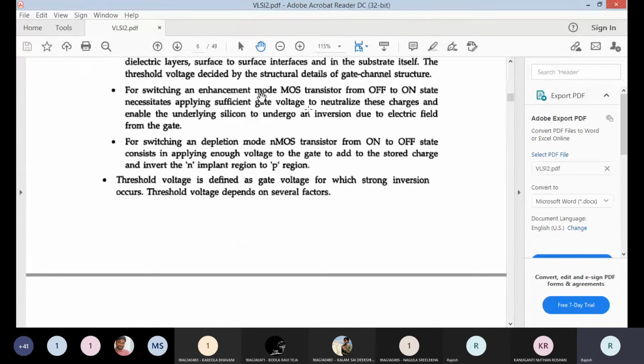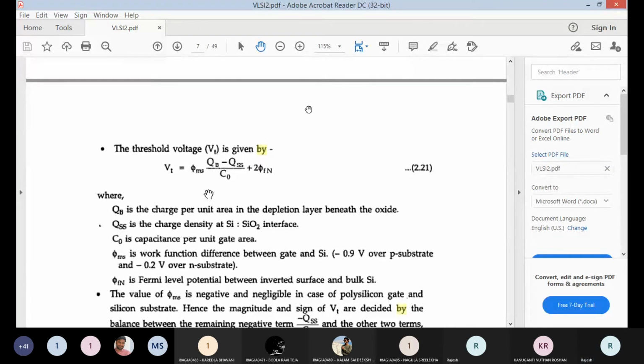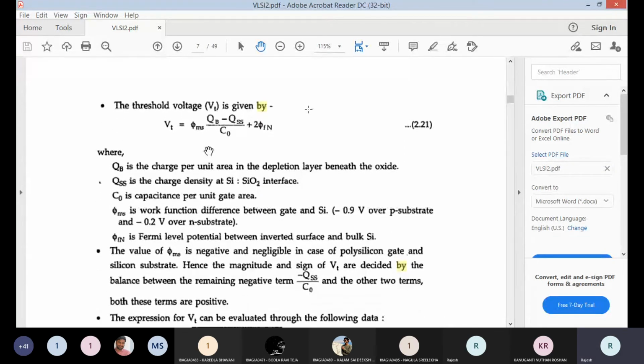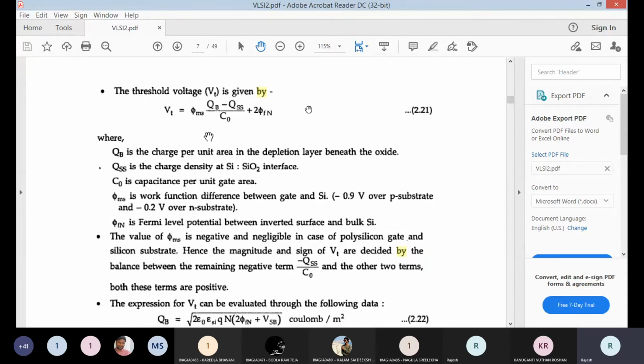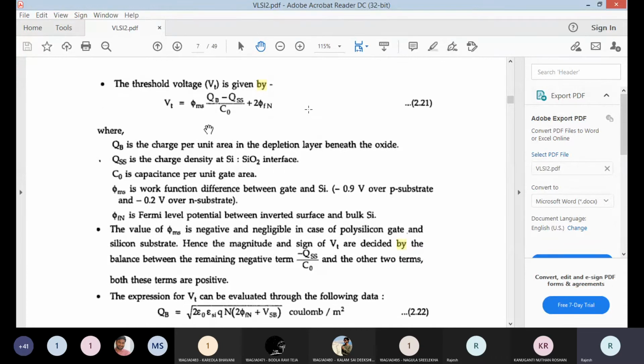MOS threshold voltage. So the threshold voltage VT is given by some mathematical equation. Because it is all related to your charge carrier, charge concentration, threshold voltage VT is given by phi ms minus QB minus QSS divided by C0 plus 2 phi Fn. So this is one formula. Based on that, one more equation is generated. These equations are required because you may get problems on this topic.